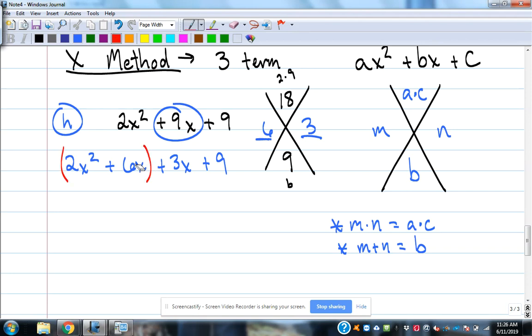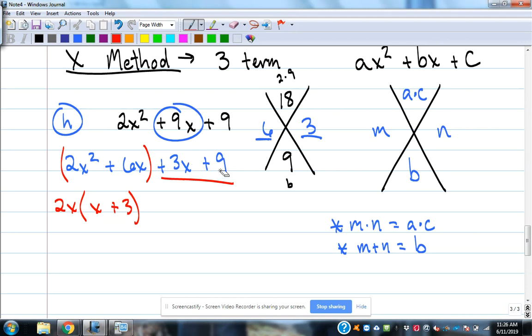Replace the middle term with the 6 and the 3 that we found here. Okay? Because 6x plus 3x is still 9x. So we've just taken this problem and rewritten it in a clever way that makes it easier to do. Okay, so GCF of the first half, 2x squared and 6x, would be 2x, leaving x plus 3.